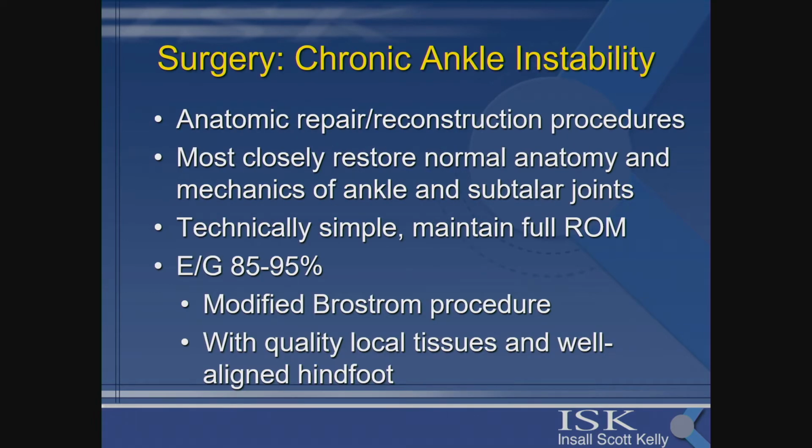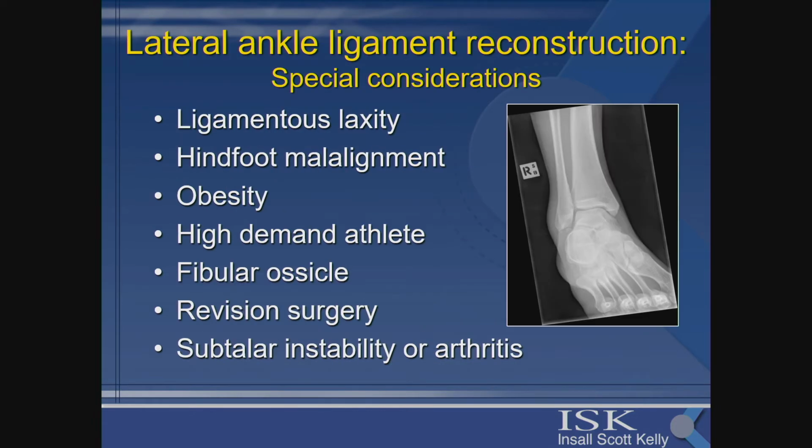So for chronic ankle instability now, really anatomic repair or reconstruction is the standard of care. You want to try and more closely restore the normal anatomy and mechanics. Technically, these procedures are relatively simple. You try and maintain full range of motion, and the results have been pretty good, excellent to good results, 85 to 95% across the literature with the modified Brostrom, as long as the patients have high quality local tissues that you can effect a repair with, and also a well-aligned hindfoot.